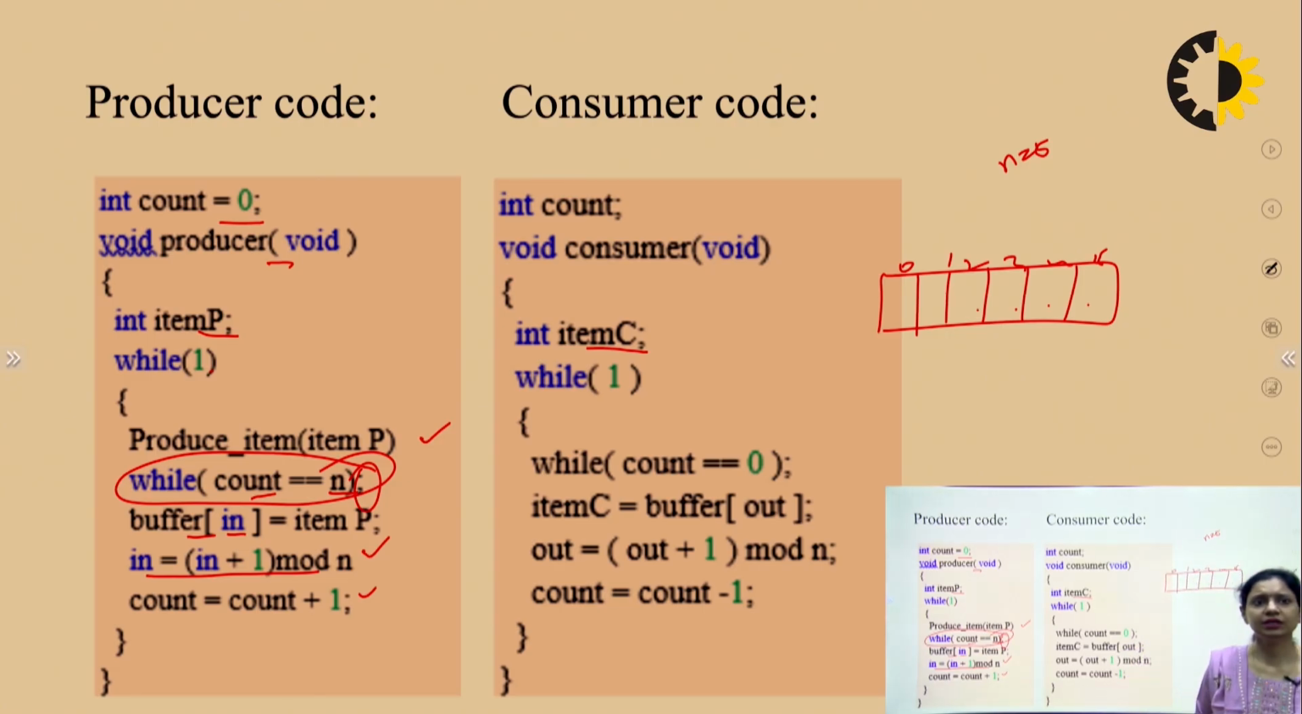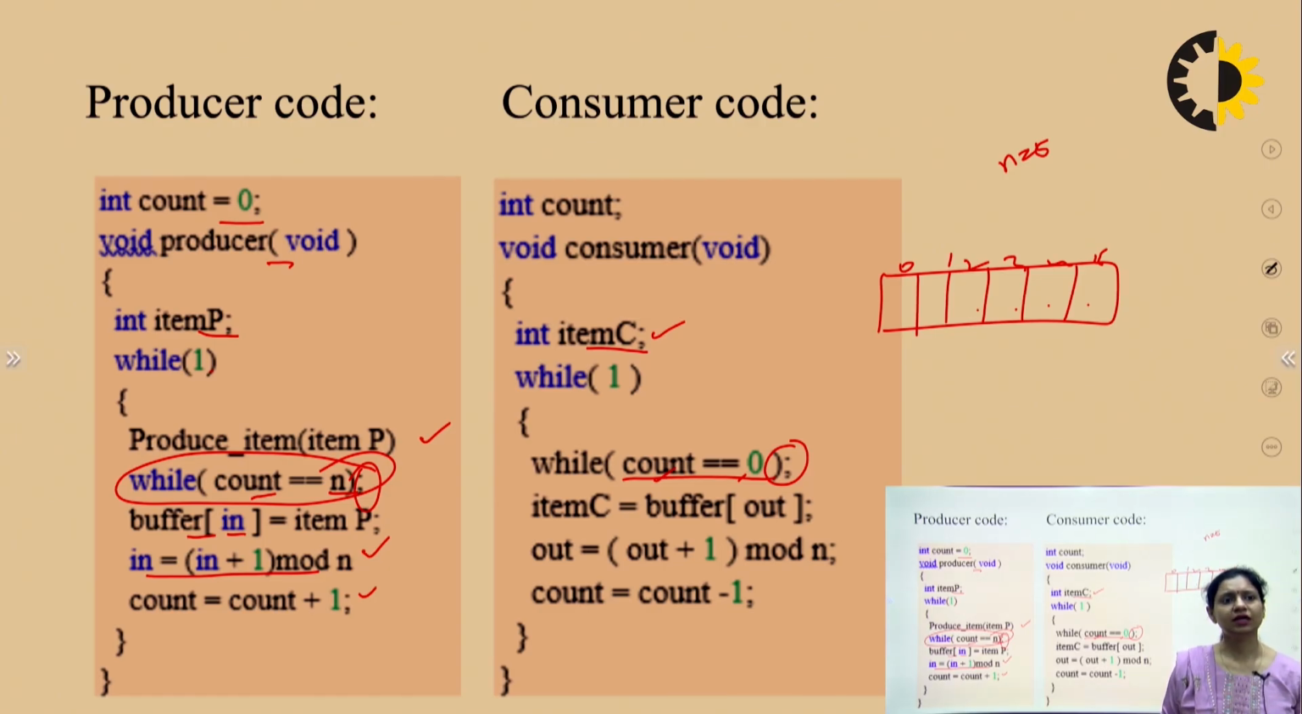Now, let's come to the consumer code. The consumer code again talks about an item C which the consumer has to consume. It enters into the loop and it will check whether the count is equal to 0 or not. If the count is equal to 0, in that case, the consumer has to wait till the producer produces the item. So, here again we have a semicolon which says that the consumer will keep on waiting till the time the value of count is equal to 0.